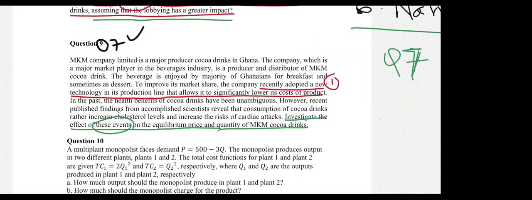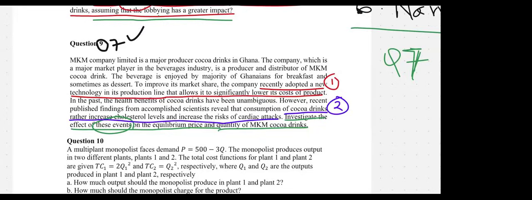In the past, the health benefits of cocoa drinks have been unambiguous. However, recent published findings from accomplished scientists reveal that consumption of cocoa drinks rather increase cholesterol levels and increase the risk of what? Cardiac attacks. That is event 2. These events can affect demand or supply. That's basically what is being said.